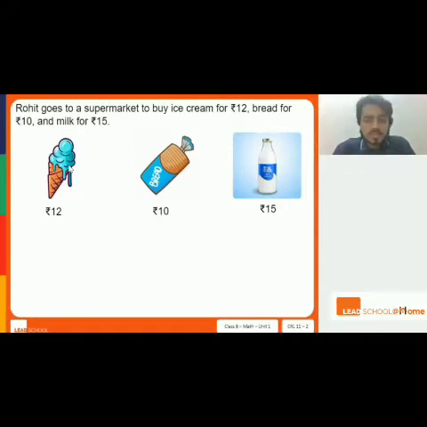So here is an example. We will understand this property by using this example. So Rohit goes to a supermarket to buy ice cream for rupees 12, bread for rupees 10 and milk for rupees 15. So he has bought these three items for this amount.